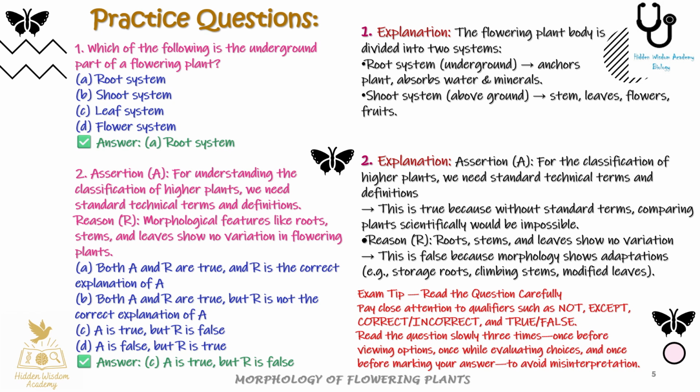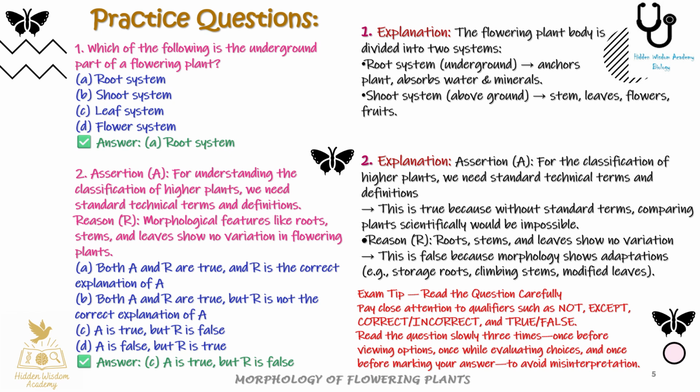Now, let's move to question 2. Assertion A: For understanding the classification of higher plants, we need standard technical terms and definitions. Reason R: Morphological features like roots, stems, and leaves show no variation in flowering plants. Is it option A? Both A and R are true, and R is the correct explanation of A. Is it option B? Both A and R are true, but R is not the correct explanation of A. Is it option C? A is true, R is false. Is it option D? A is false, but R is true.